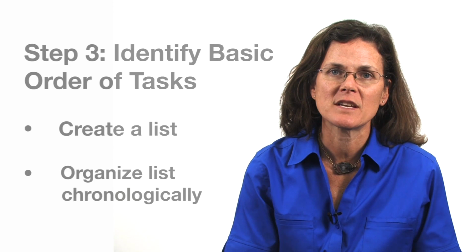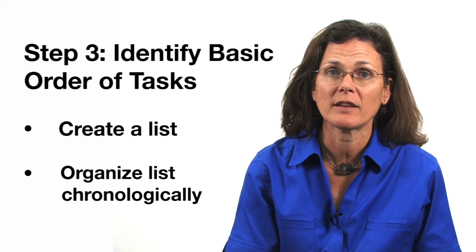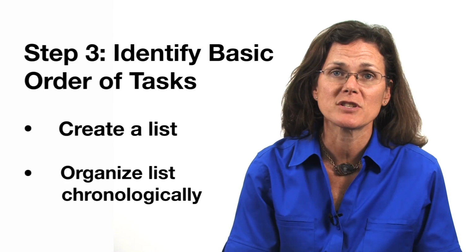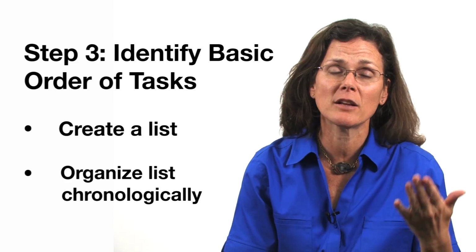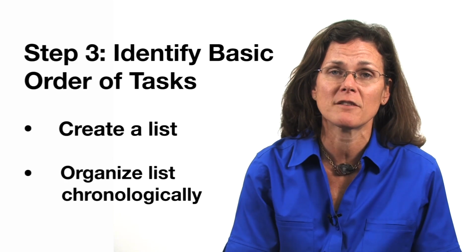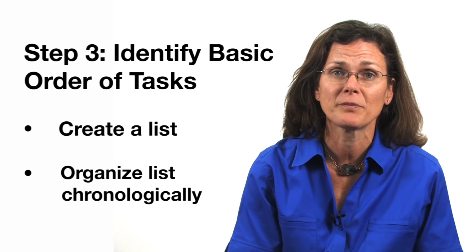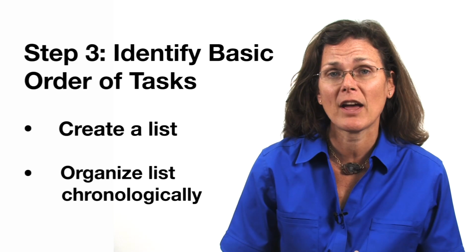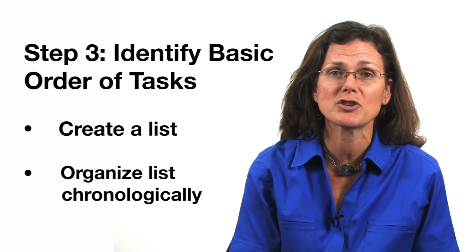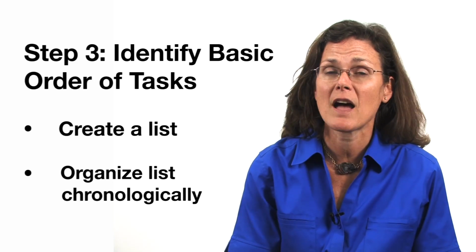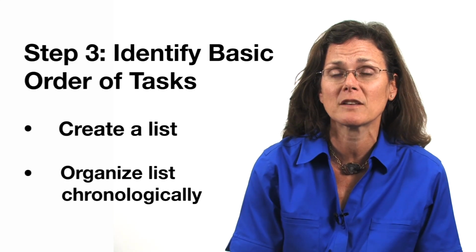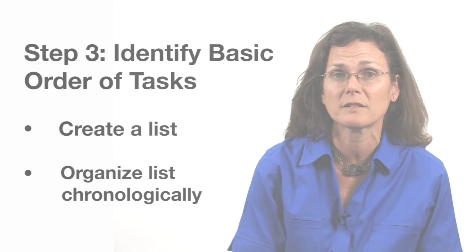Step 3 is to identify the basic order of the tasks. You start to accomplish this step by creating a list of all the tasks that you identified in your work breakdown structure. And then you start to take those tasks and you put them in some sort of logical order and identify the timelines that are needed for those projects, as well as the relationships between tasks.